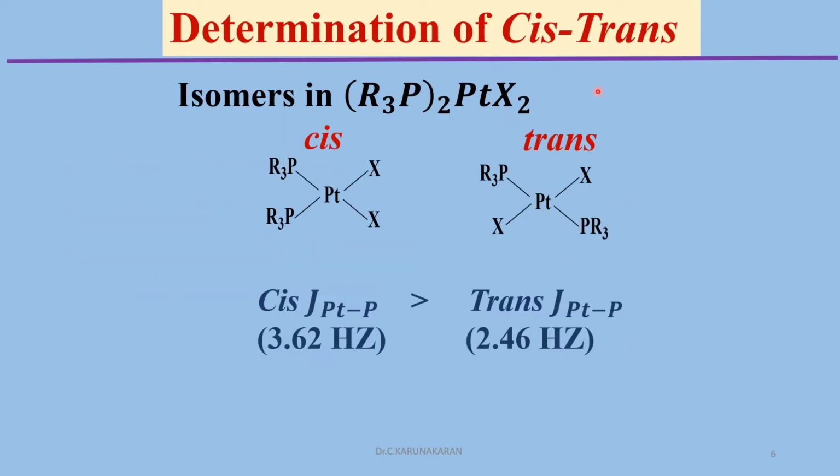NMR is also used to investigate cis-trans isomers. For example, in a platinum complex, the cis isomer will have a different coupling. Platinum I equal to 1/2, phosphorus I equal to 1/2, coupling constant. From the coupling constant values, the cis-trans isomers can be determined.